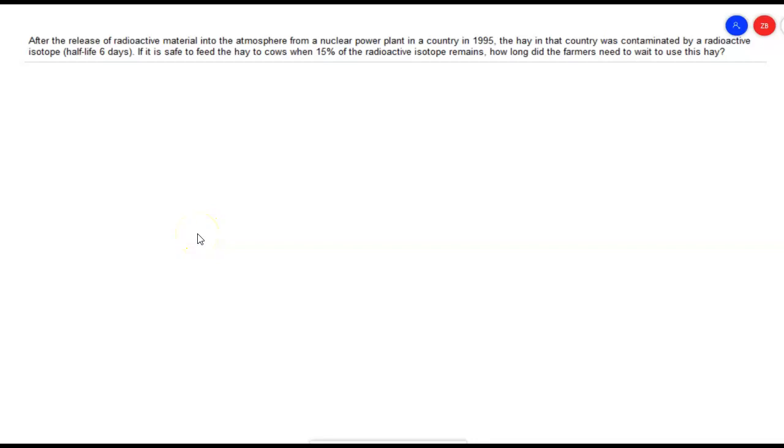Hey, this is Mr. Beckstrom, and today I wanted to take a look at an example from section 5.8. This is exponential growth and decay models.